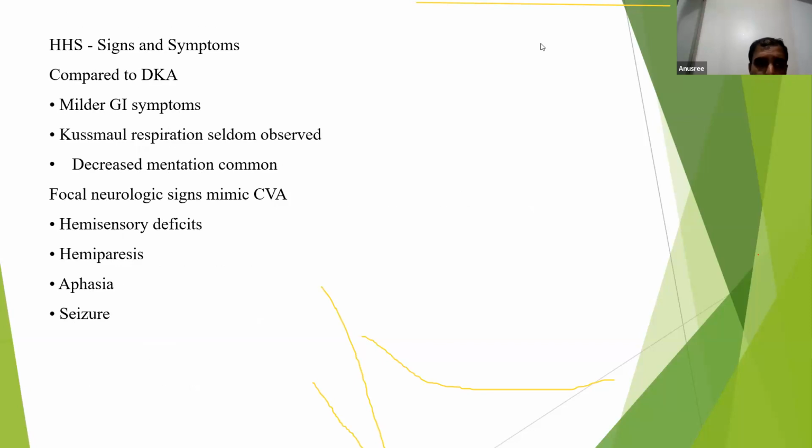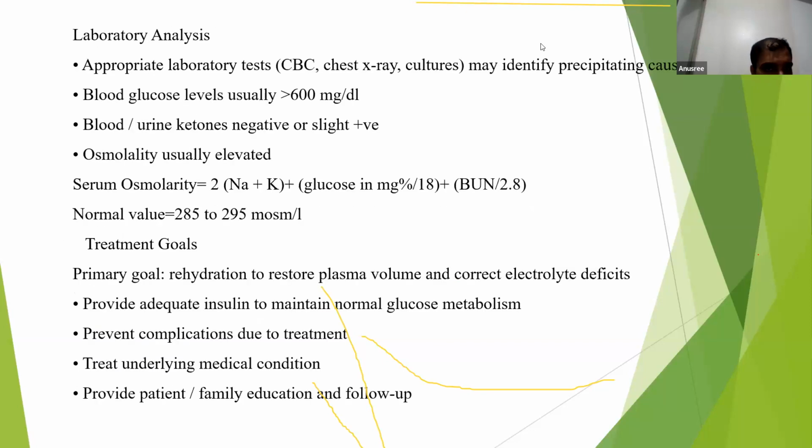So they will be having lesser GI symptoms, and Kussmaul respiration is seldom observed. The focal neurological deficit will be more in these patients. And the laboratory findings will suggest that there will be very high glucose. Ketone bodies will be usually negative, elevated osmolarity. And the treatment aim is insulin management, treat the complication, hydration.